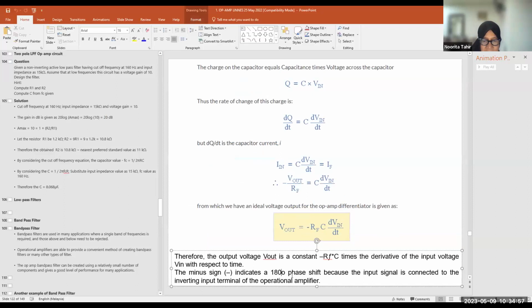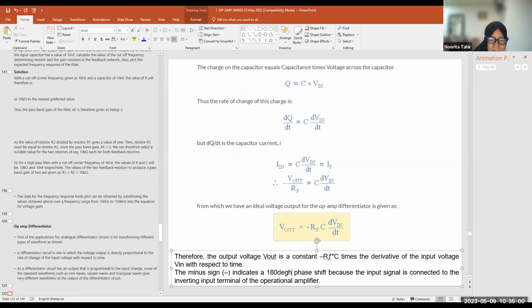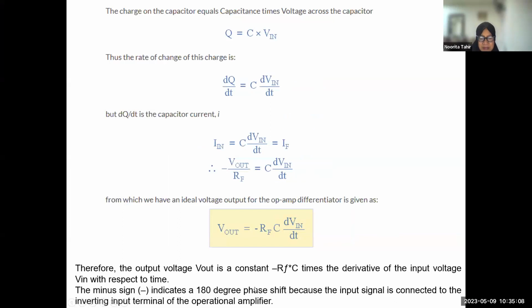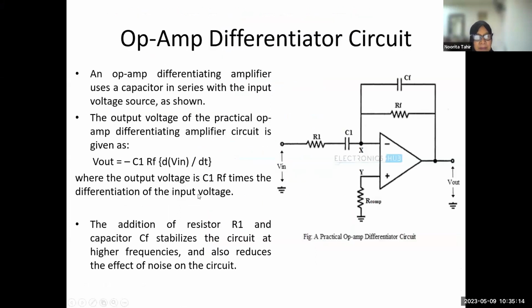180 degrees phase shift, out of phase, because the input signal is connected to the inverting input of the op-amp.